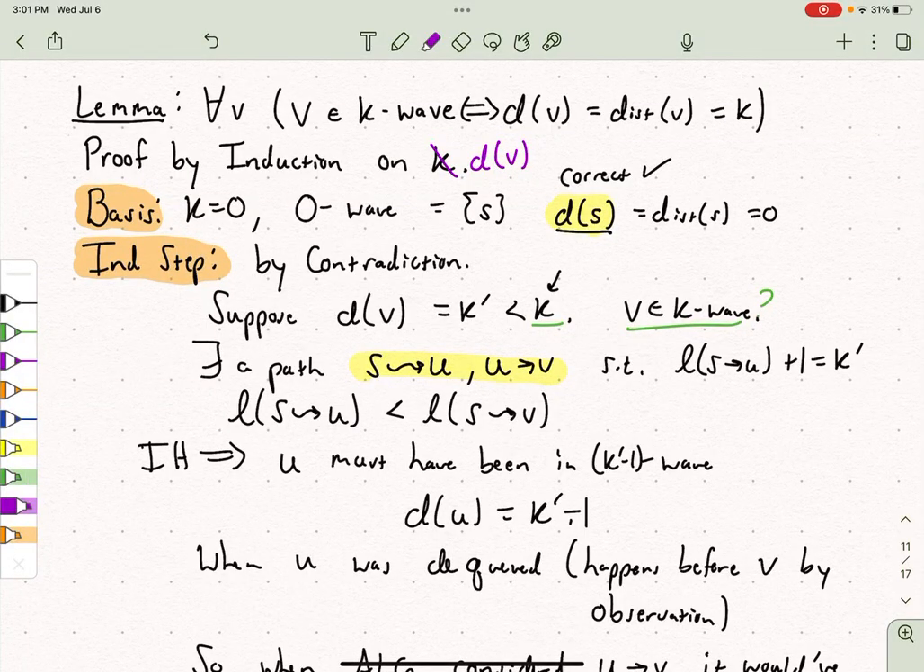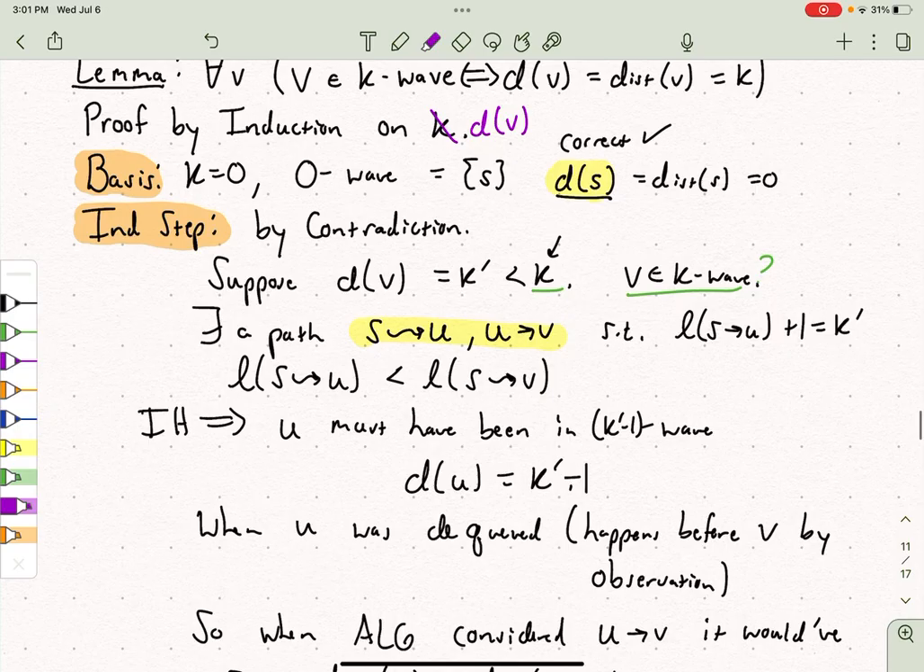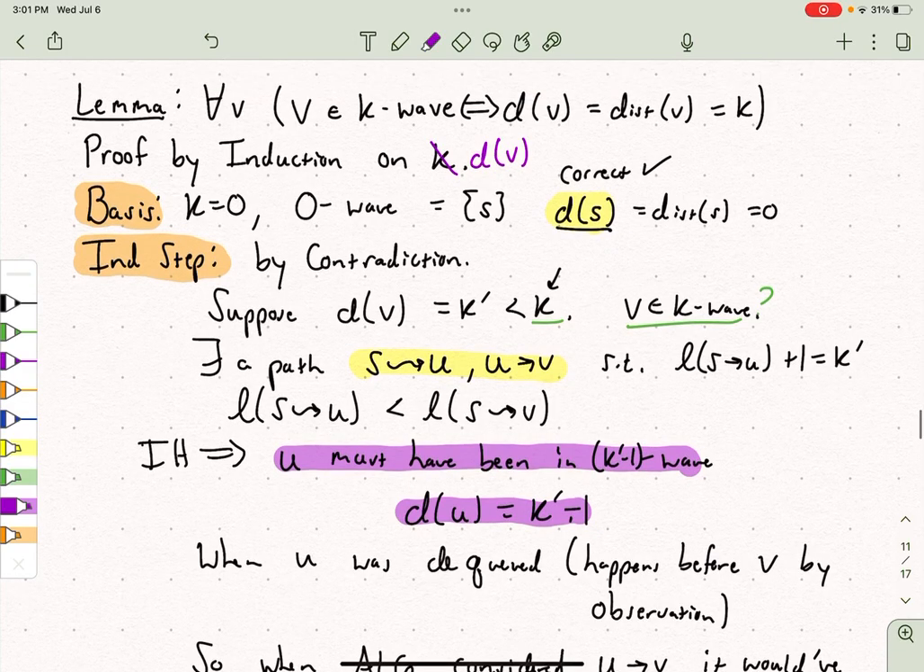So one thing to note about this proof, as I mentioned, we have u must be in the k wave because the distance of u is smaller than the distance of v. So really, we need an if and only if for this to work. So we update our claim to be a little stronger.